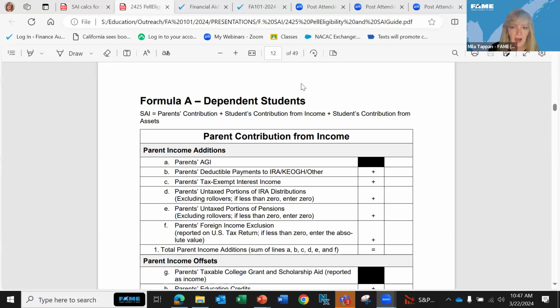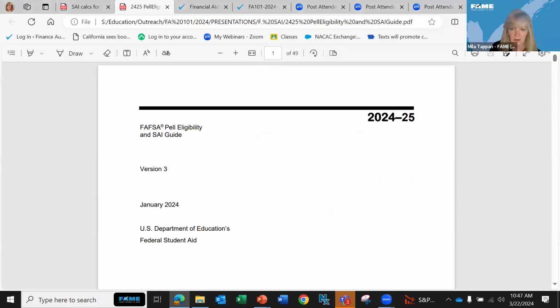Yep, got it. So I wanted to show you, this is the formula. So there's no mystery how an SAI is calculated. I'm actually on page 12 here, but I'm going to quickly, try not to make you dizzy, go to the top here. Okay. So this is the FAFSA Pell Eligibility and SAI Guide for 2024. So this is on our website. If you go to faymain.com/FA101, you will see this full formula guide.